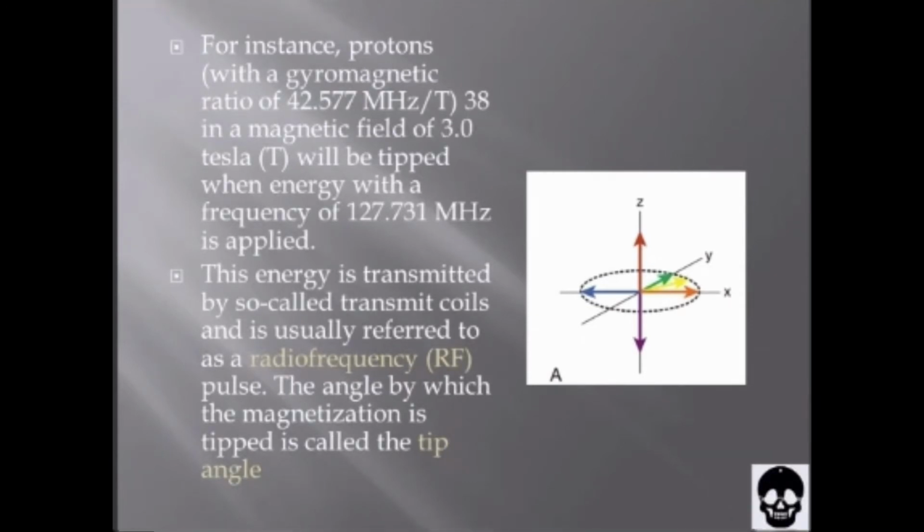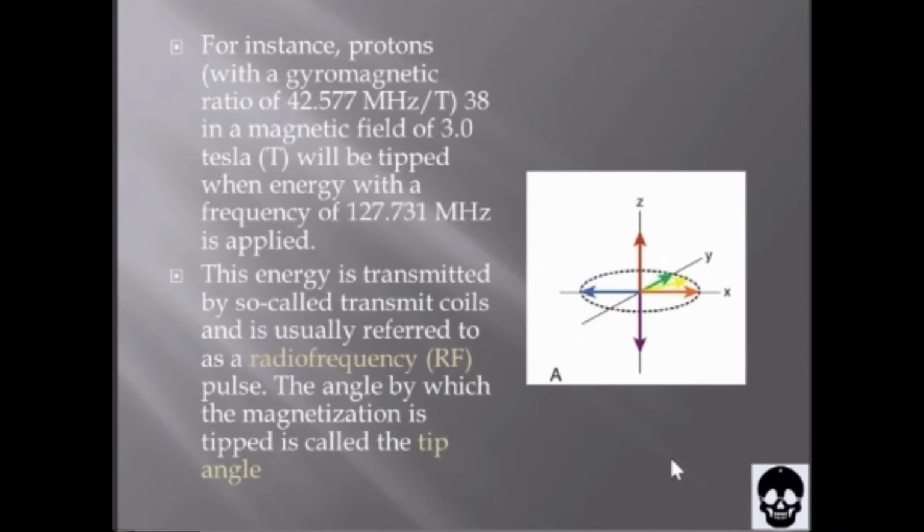For instance, protons with a gyromagnetic ratio of 42.577 MHz per Tesla in a magnetic field of 3.0 Tesla will be tipped when energy with a frequency of 127.731 MHz is applied. This energy is transmitted by so-called transmit coils and is usually referred to as a radiofrequency pulse. The angle by which the magnetization is tipped is called the tip angle.